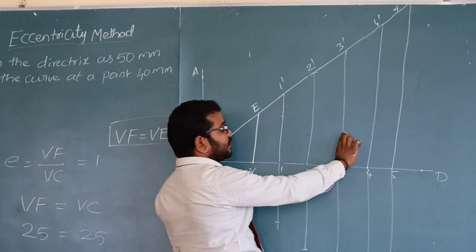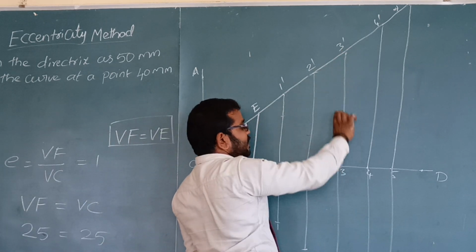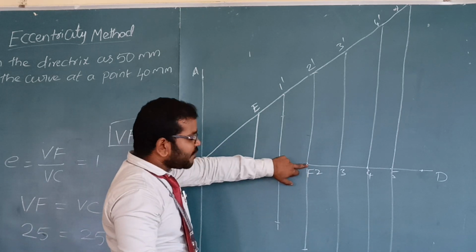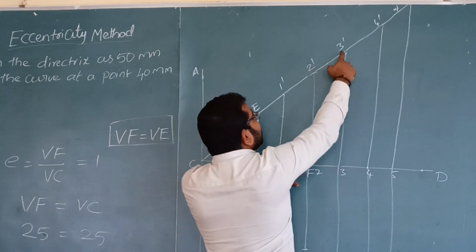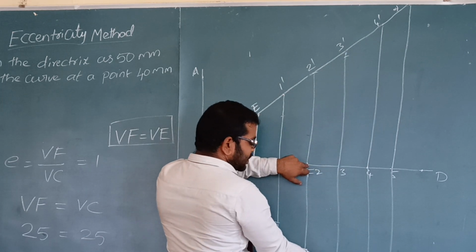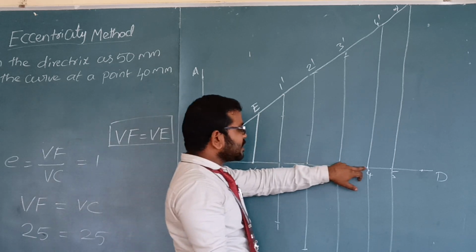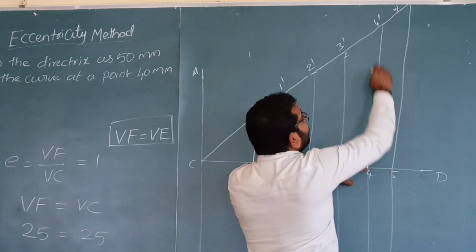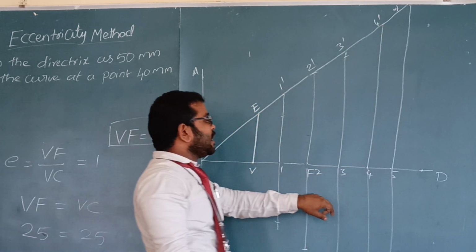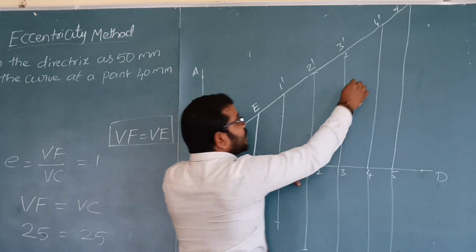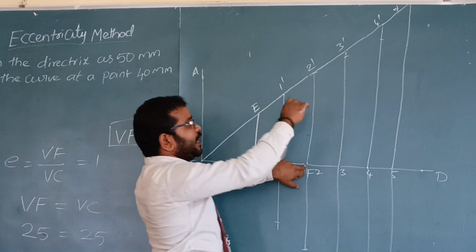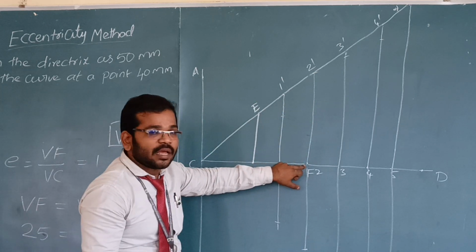Next, take the radius of 3 dash, that vertical line, in your compass and with F as a center cut the 3 dash line above the axis line and below the axis line. Next step is 4 dash, this vertical line. Take it as a radius in your compass and with F as a center cut the 4 dash vertical line above the axis line as well as below the axis line.